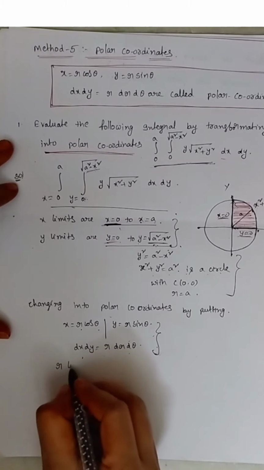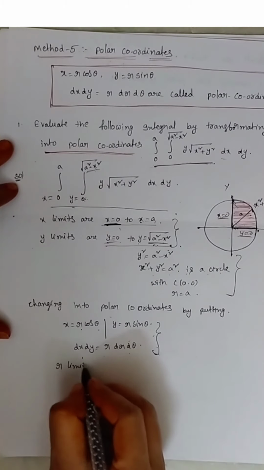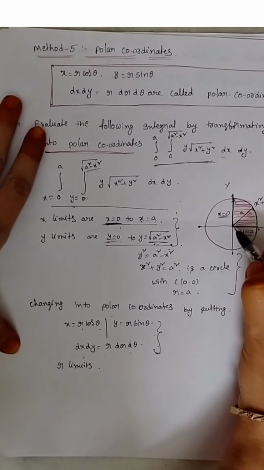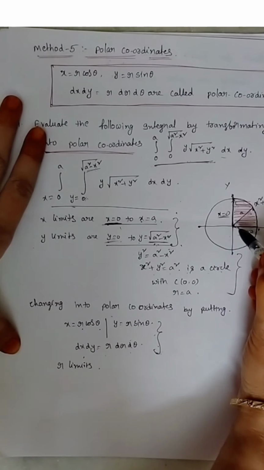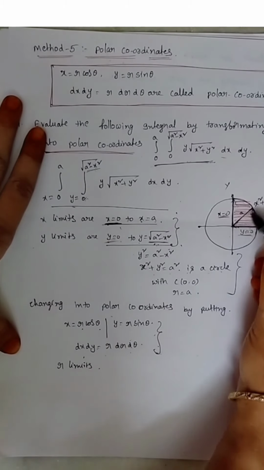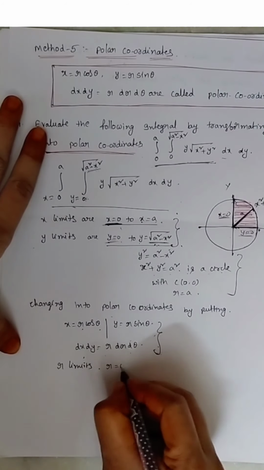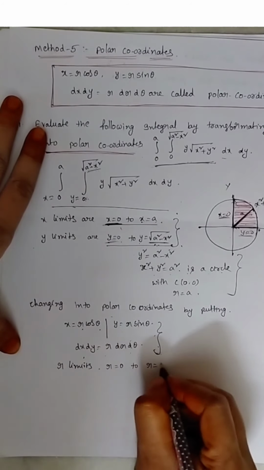First, r limits. R means radius. So radius is always 0 to positive. Radius should always be positive. Here, what is the radius in this circle? 0 to a. So r limits: r equals 0 to r equals a.